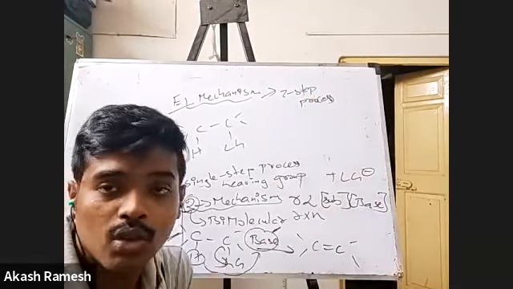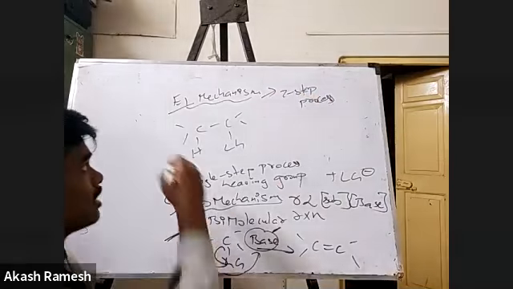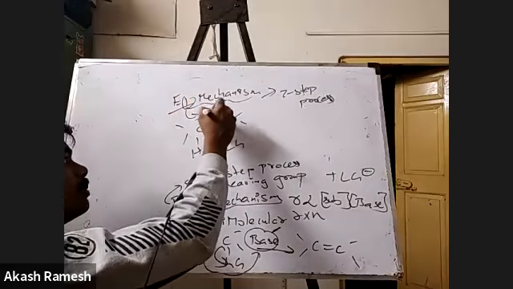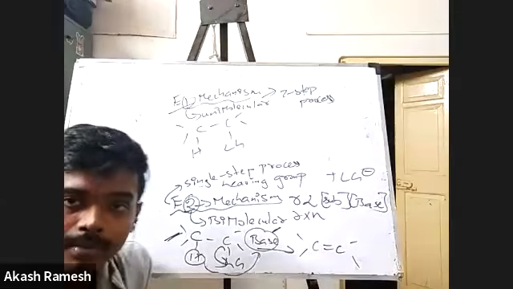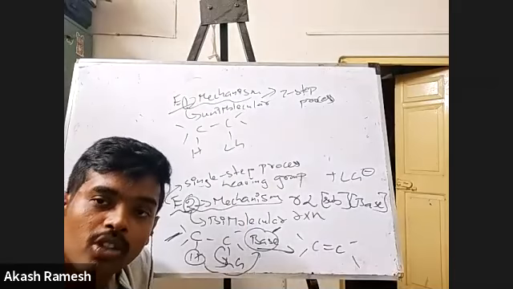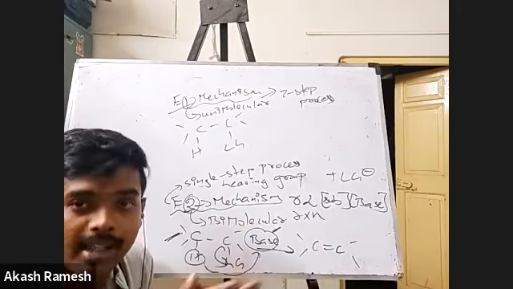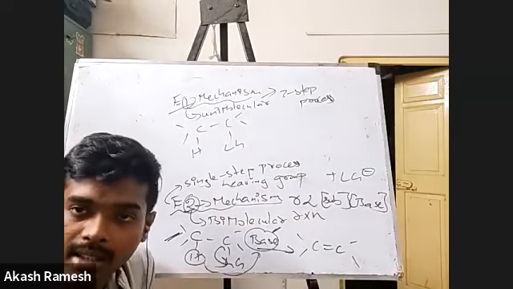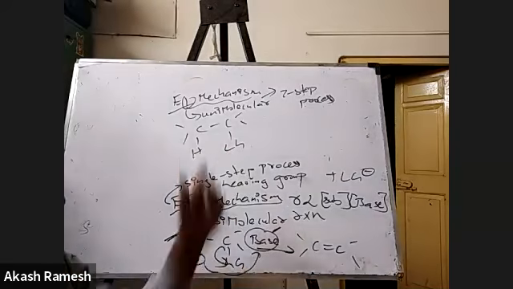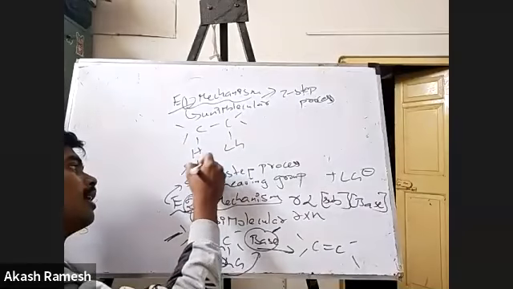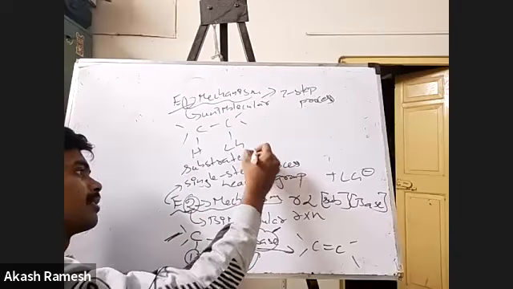Right? The E1 mechanism is going to be a two-step process. And this one represents that it is going to be a unimolecular reaction. Unimolecular means the rate of the reaction depends on only one of the compounds. Even though I have two reactants, only one of the reactants will decide the rate. Obviously that is going to be this one, the substrate. The substrate only has some role to play with respect to the rate.